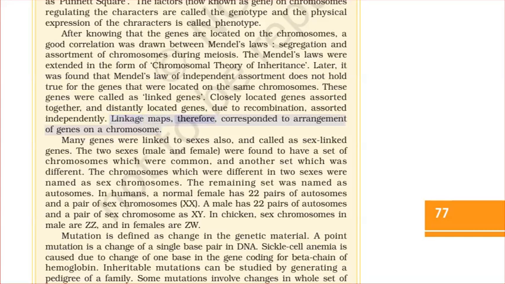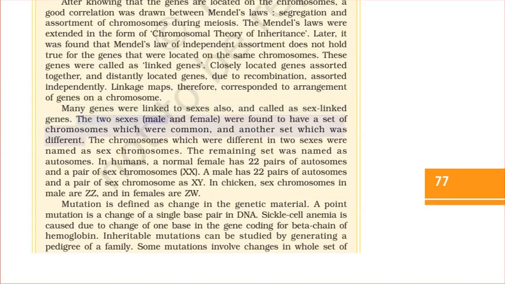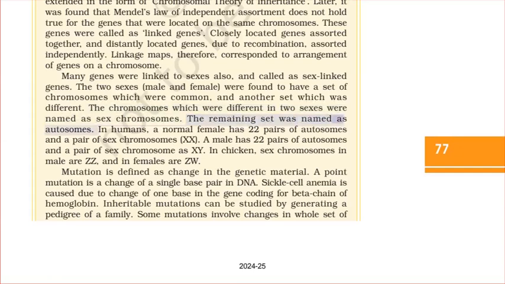Linkage maps, therefore, corresponded to the arrangement of genes on a chromosome. Many genes were linked to sexes also, and called sex-linked genes. The two sexes, male and female, were found to have a set of chromosomes which were common and another set which was different. The chromosomes which were different in the two sexes were named sex chromosomes. The remaining set was named autosomes.